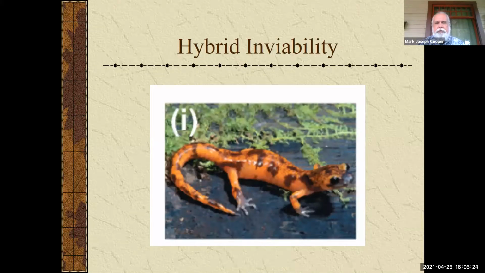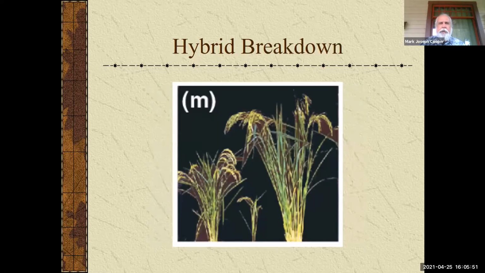Hybrid inviability, this is one of the Ensatina salamanders, and what we're finding is when some of the two species that we're talking about try to breed, they can have children, but the children are not very healthy, and they don't tend to survive. So very high mortality rate in the hybrid. And the last one is hybrid breakdown. So over multiple generations, it just breaks down.